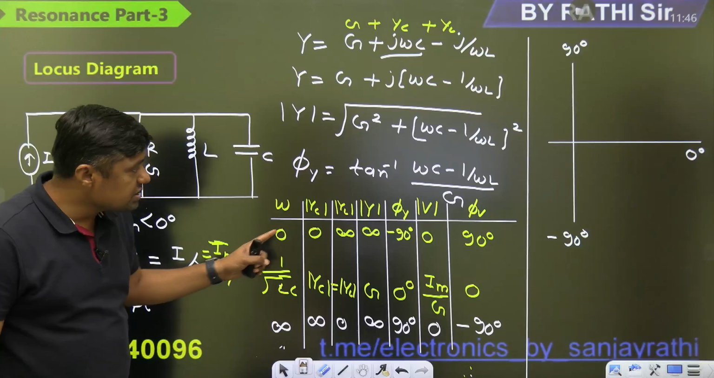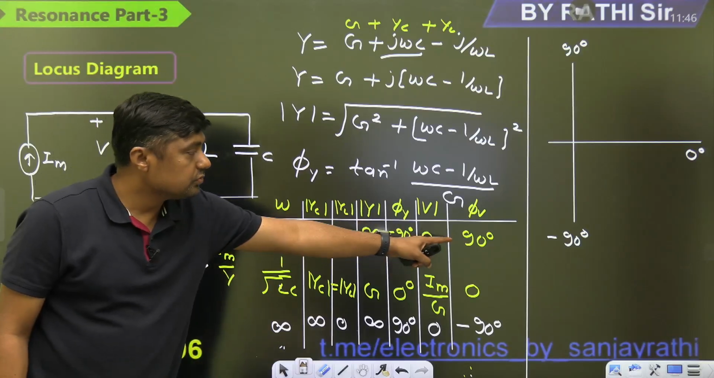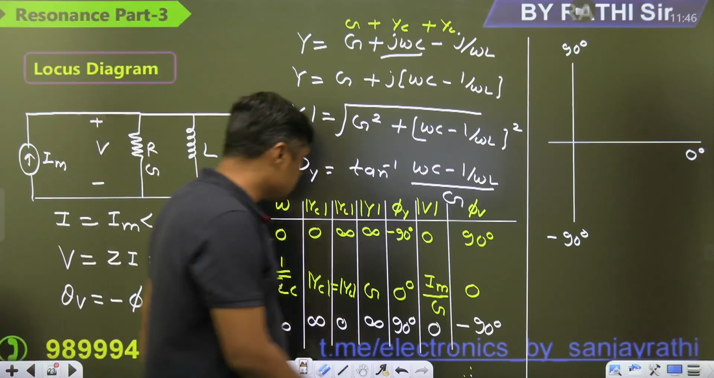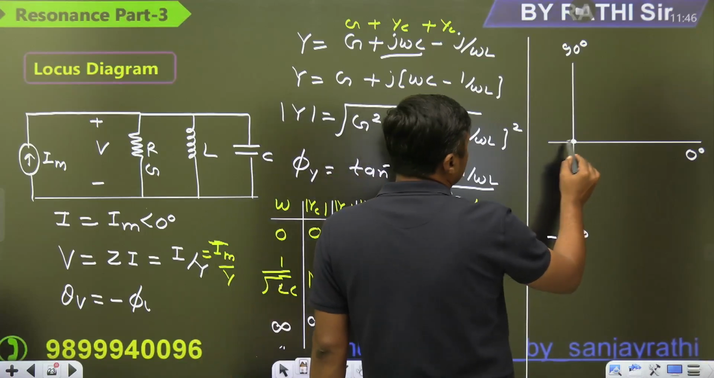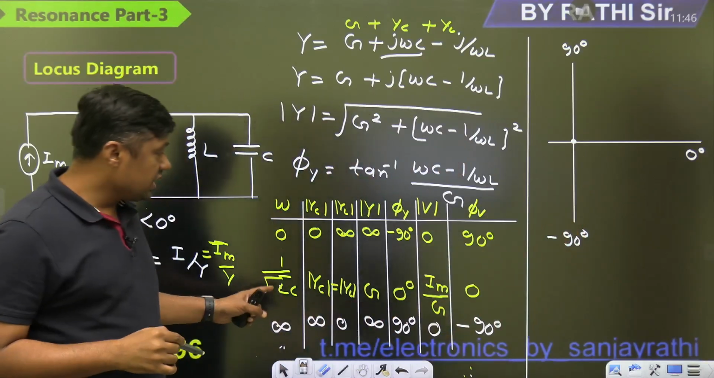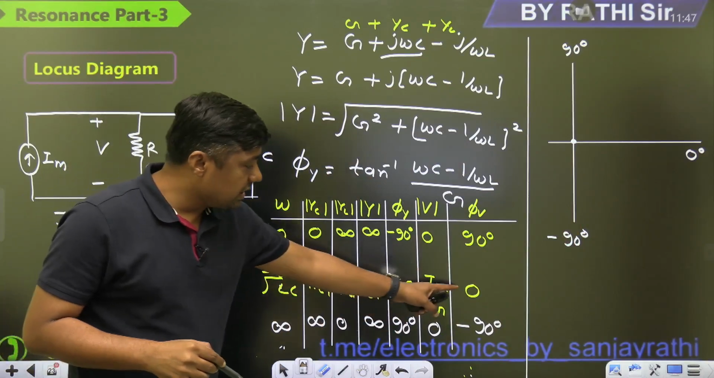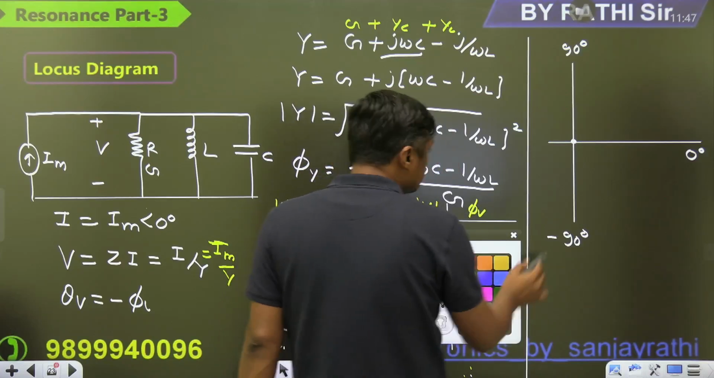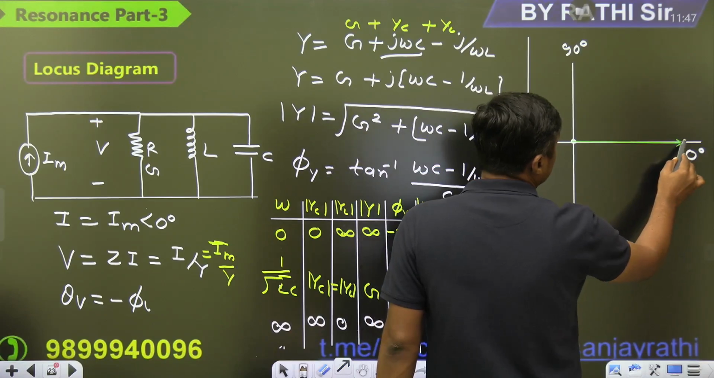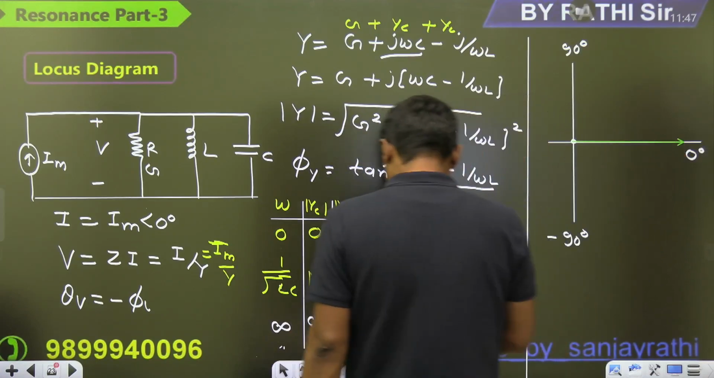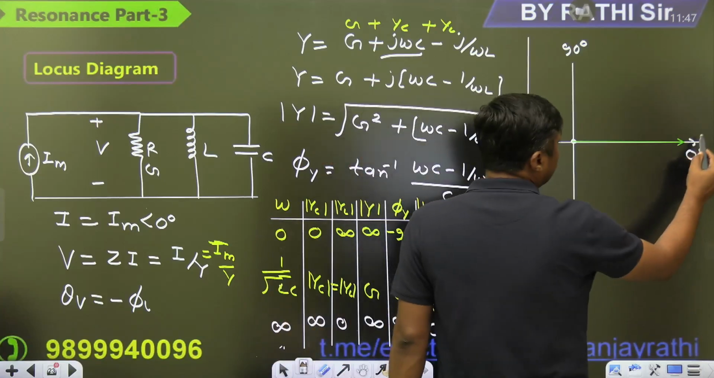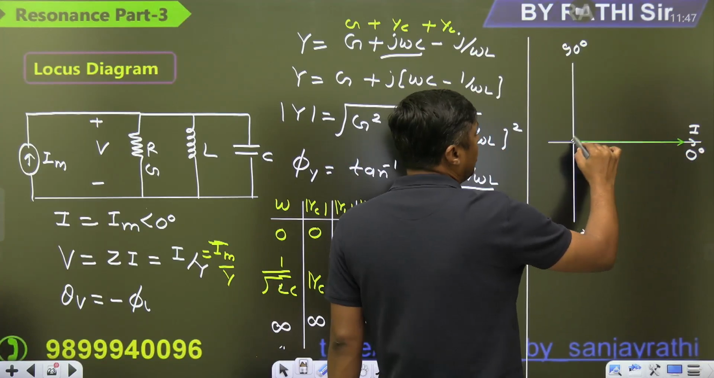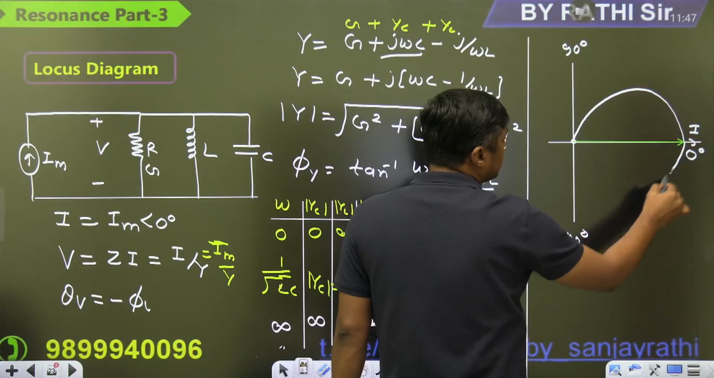Exactly when the omega is 0, what is the voltage? 0. What is the angle of the voltage? 90 degree. Where is the 90 degree? This is the 90 degree. And exactly at resonance, what is the value? Im by G. Angle is 0 degree. So this is the point. You can start with the resonance. But this time it is not a current phasor, it is a voltage phasor. We are taking current on the 0 degree axis, and this is the voltage. Now you can draw a semicircle like this. Finished.